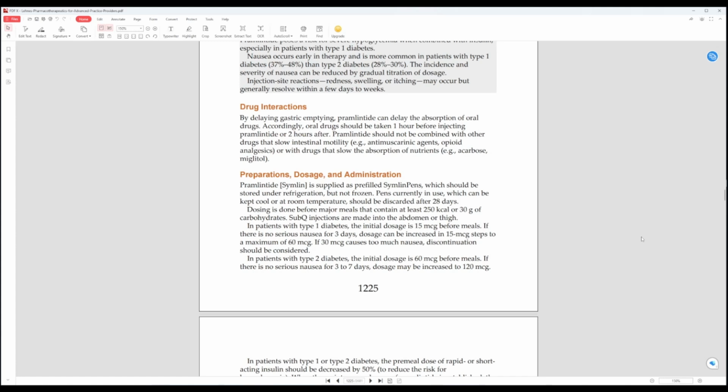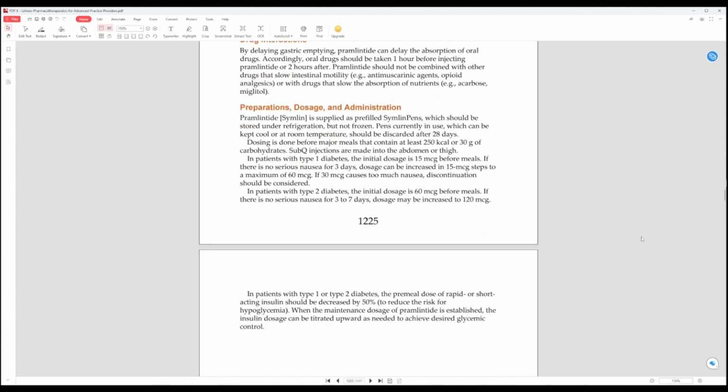Its preparation, dose, and administration, therefore. Pramlintide is supplied as pre-filled Symlin pens, which should be stored under refrigeration but not frozen. Pens currently in use, which can be kept cool or at room temperature, should be discarded after 28 days. Dosing is done before major meals that contain at least 250 kilocalories or 30 grams of carbohydrates. Subcutaneous injections are made into the abdomen or thigh.